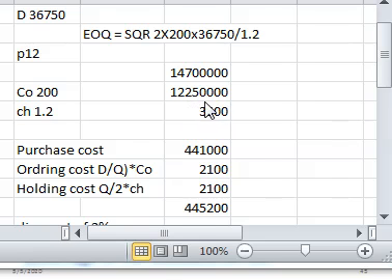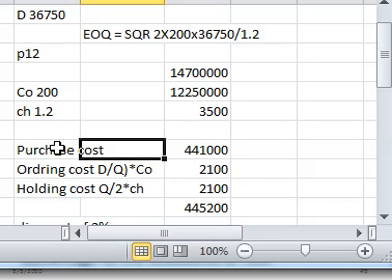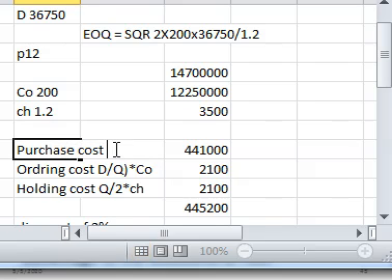So once you get this economic order quantity, then you need to determine what is the total cost if you purchase at this level of economic order quantity. So when we are getting our purchase cost, what we do is to get our annual demand, then multiply by price. So we are getting our annual demand, which is 36,750, times the price of 12.